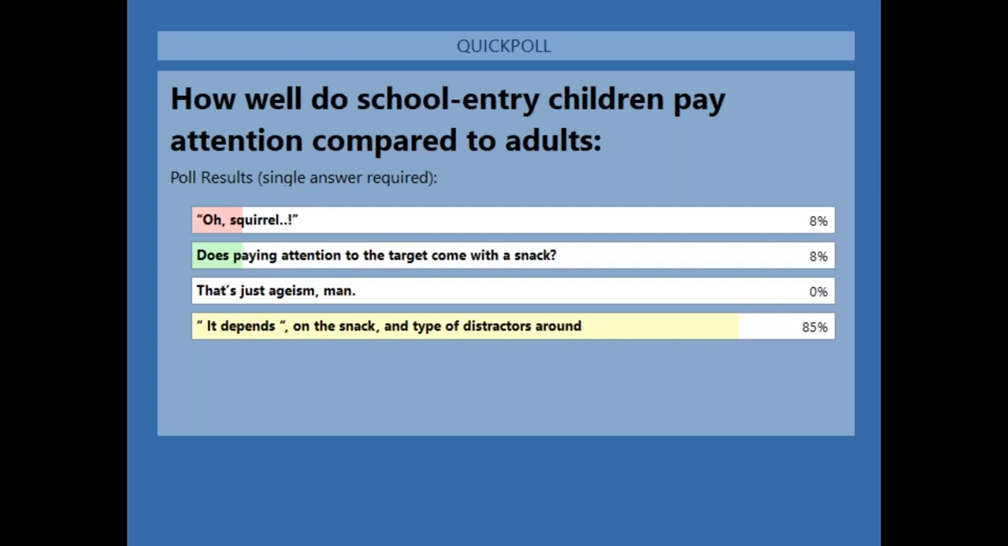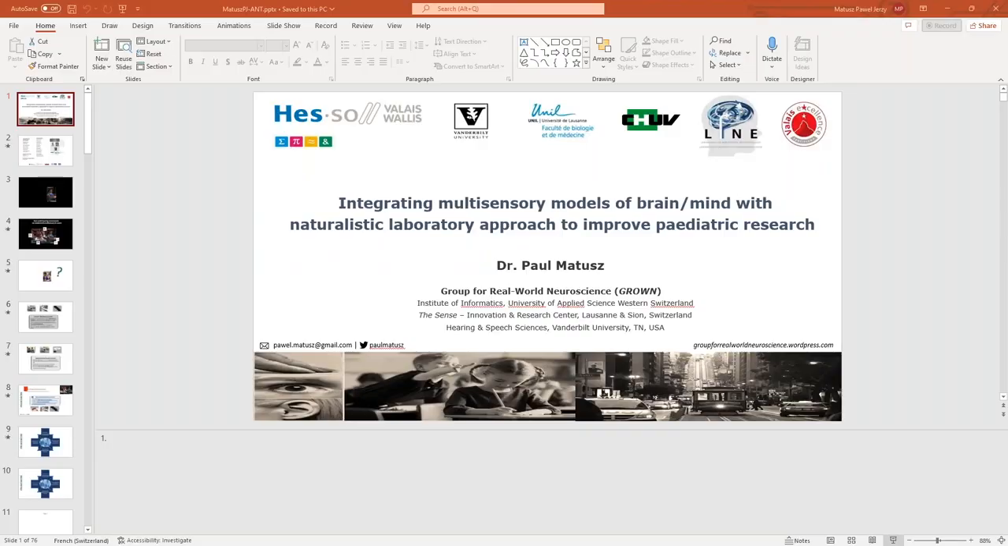Perfect. Okay, so yeah, that's great. Very well done, everyone. So indeed, based on what we know about the brain of kids, they are very much dependent on external gratification, but their ability to pay attention, and to be similar to or different from adults, will also depend on the type of distractor setting, or the types of distractors that engage one sense or the other. Correct.